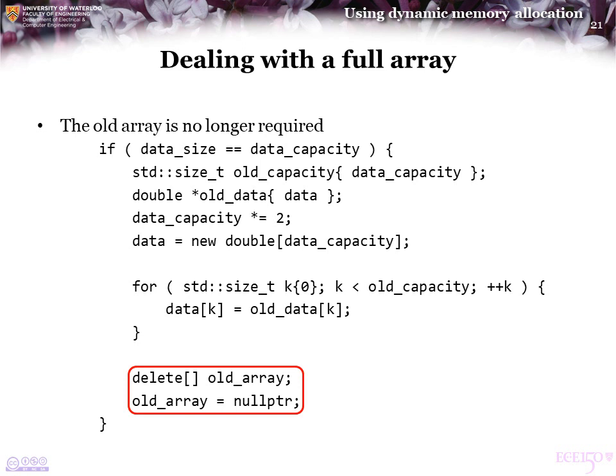Now, when we call delete with the square brackets on the old array, all that does is tell the operating system, hey, we don't need that old array of capacity 10. The operating system then says, okay, it flags those 80 bytes as now being available, and we're just going to be careful. Even though old array immediately goes out of scope, we will nevertheless set old array to null pointer.